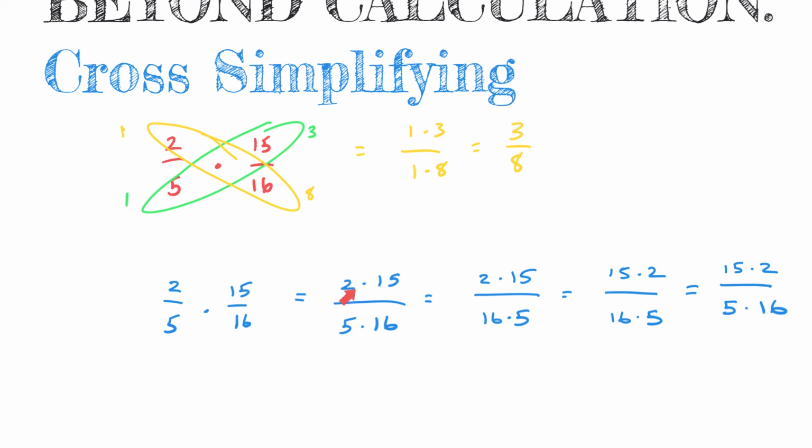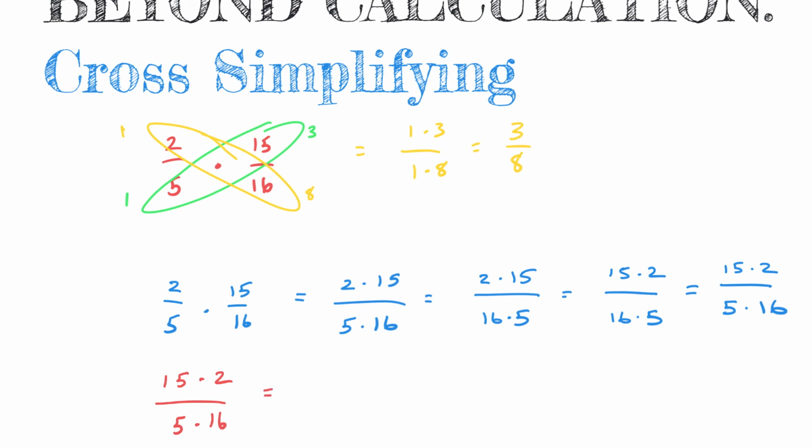The only thing that I did is I flipped the order of the multiplication in either the numerator or the denominator. And we know that that will give us equivalent products because of the commutative property of multiplication. And now if we look at the last problem that I did, 15 times 2 over 5 times 16, that's actually the one that I did for cross simplification.